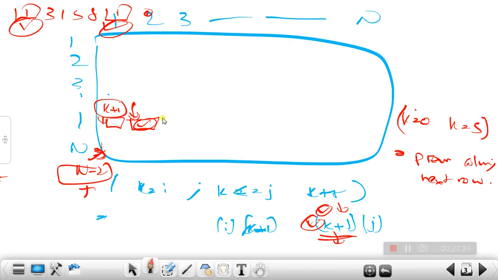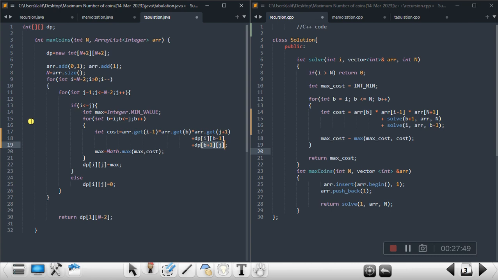And I need a solution for the previous column. If I'm at this particular cell, I need the solution for this one. So the solution for this column, j, needs to be solved first. That's why I'm starting with the last row and the first column. You can even observe here that I'm starting from the last row, which is n minus 2, and the first column.